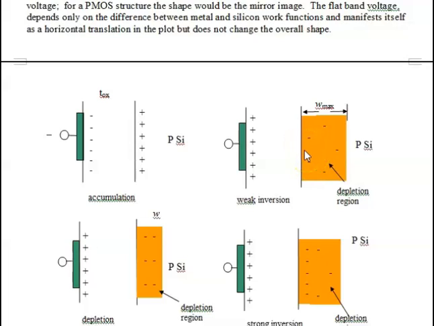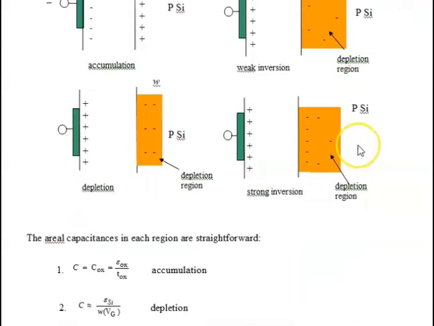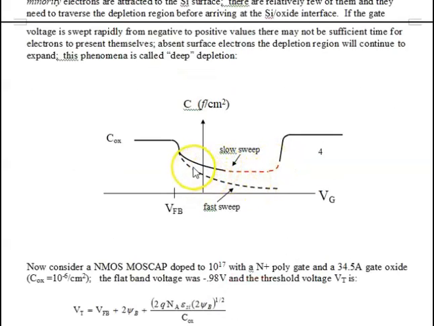But if we sweep it very quickly, they don't have time to do that, and there's no time for these little guys to show up. What happens in that case is the depletion region keeps growing, and that's called deep depletion. That's what we're showing here. In a slow sweep, we get this nice CV plot, but in a fast sweep, the area capacitance keeps going down, and that's what's shown here.